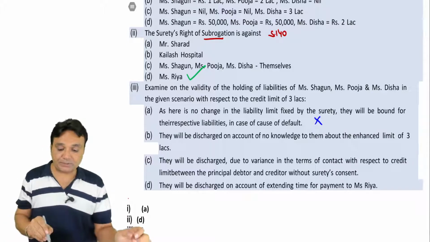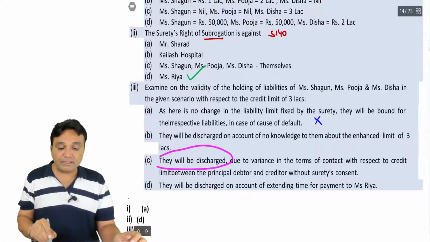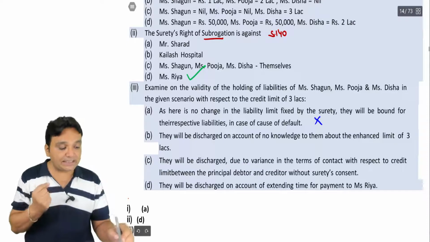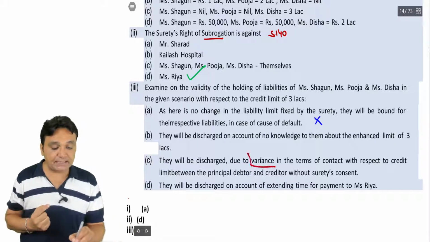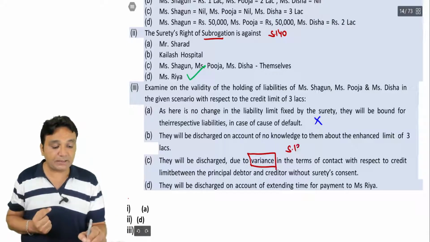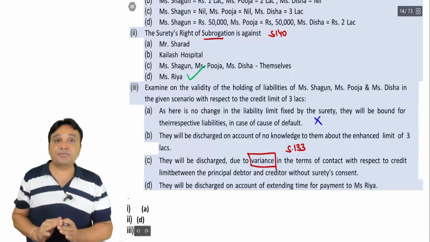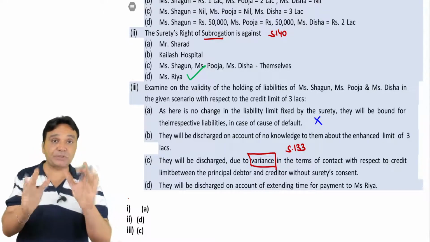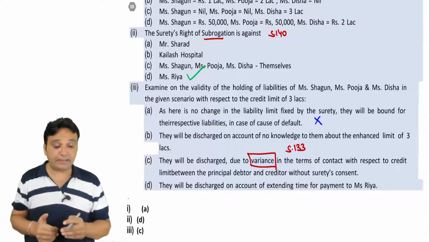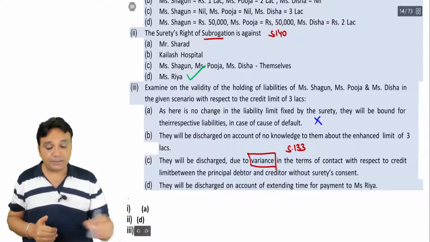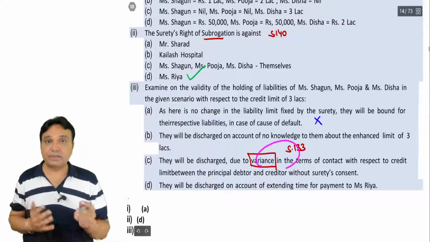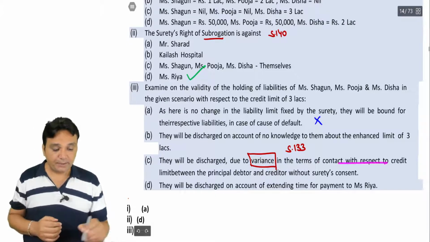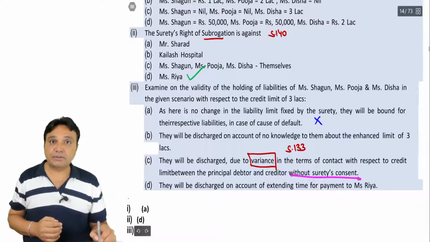Now going to C option. They will be discharged due to variance. Now see, this is straightway we study under section 133. Discharge of surety due to variance in terms of contract, because earlier the loan amount was 2 lakh, now it's what? 3 lakh. So see, we knew it, B is correct, but better one is what? C, right? Because it is without the surety's consent.